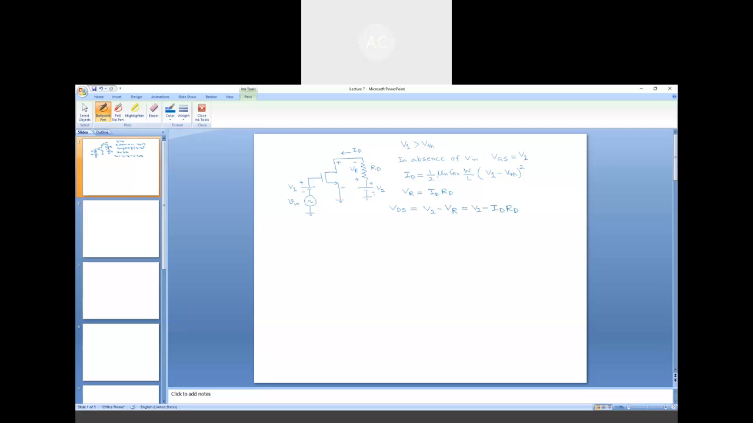Now, in absence of any time varying input signal Vin, this VDS is constant. This drain source voltage is constant. So if I just plot the same thing as a function of time, VDS will be constant throughout, and that value is given by V2 minus ID times RD.